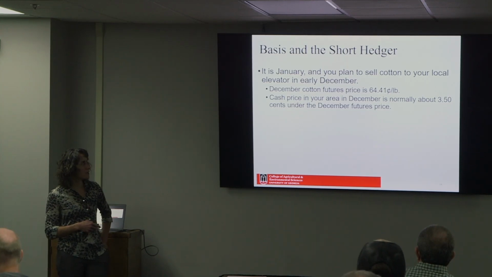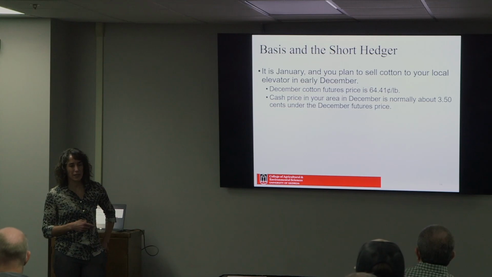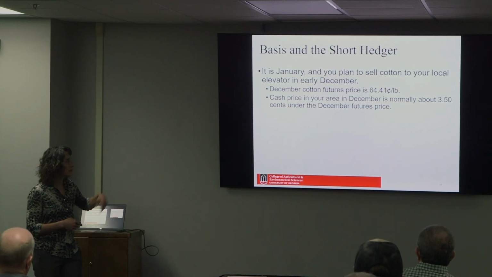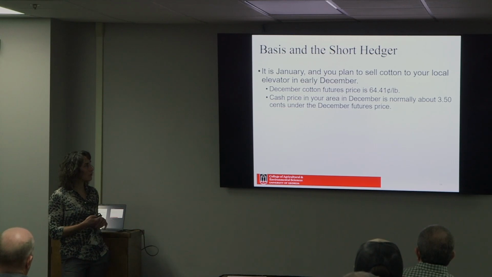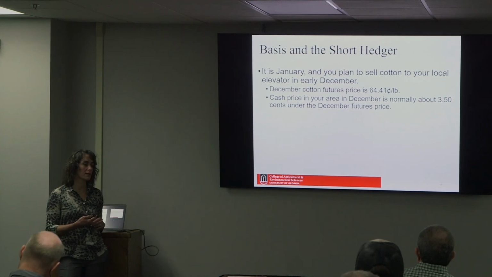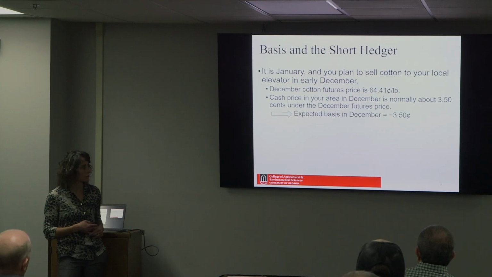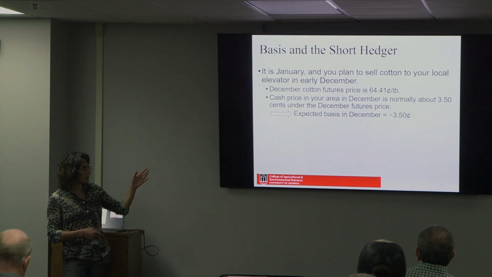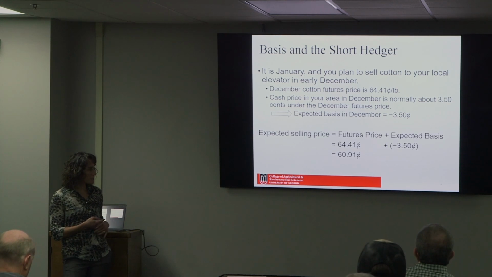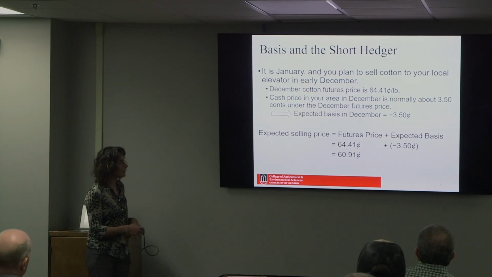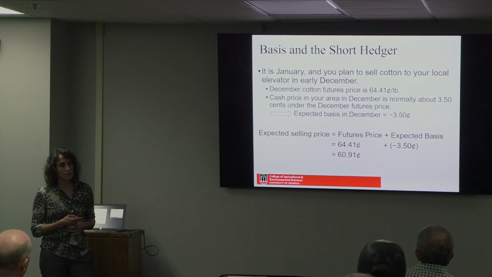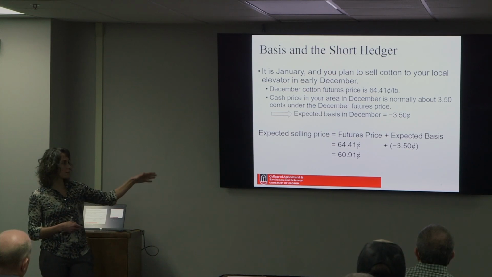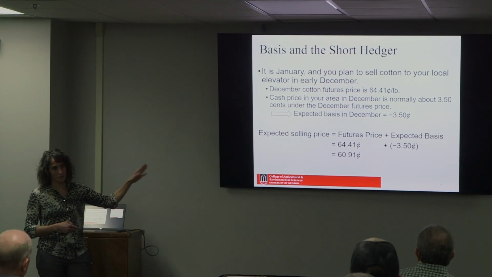Again, this time this producer is planning to sell in December, and the December cotton futures price is 64.41. The cash price in the area is usually 350 under the December futures. So that means the expected basis, spot price minus December, is negative 350. Then we can find the expected selling price by adding the futures price and the expected basis. So as a producer, we expect to sell our crop at 691 with this.